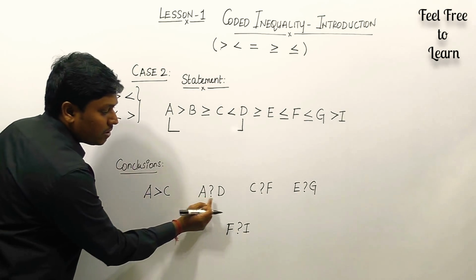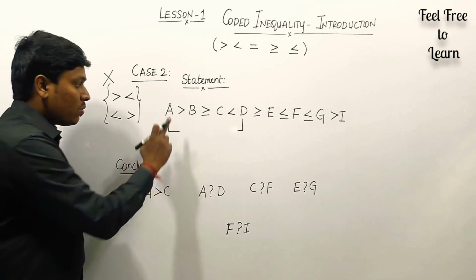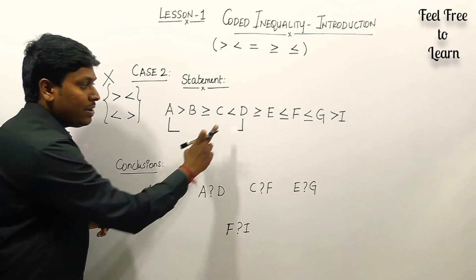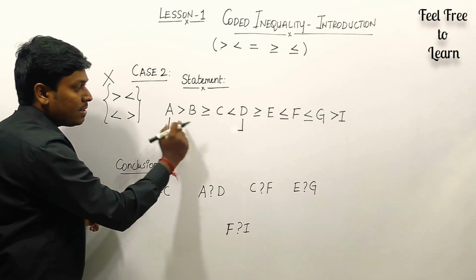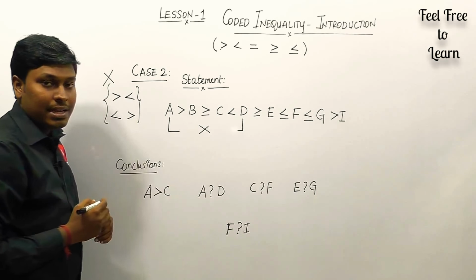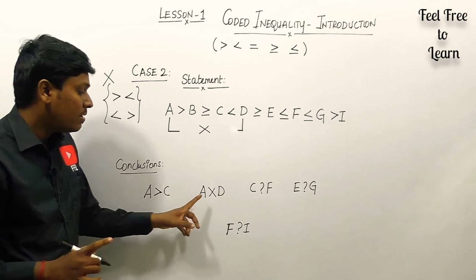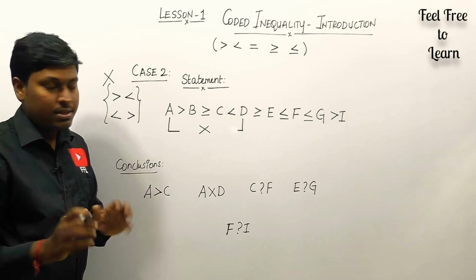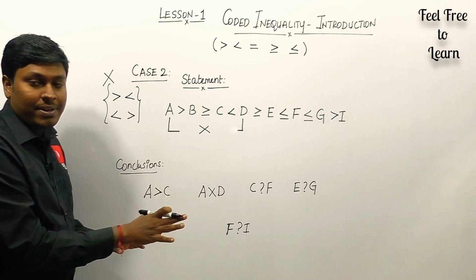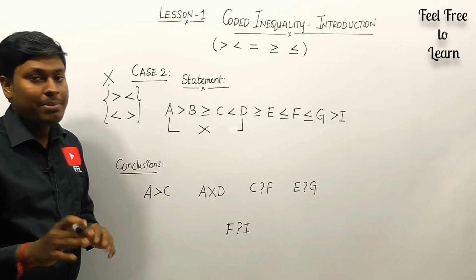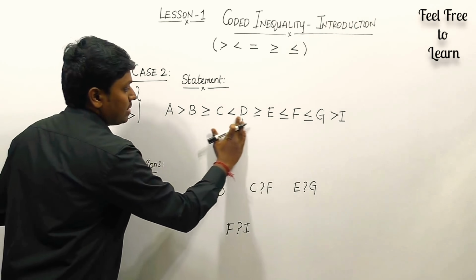Here we need to find what is the relation between A and D. While comparing A and D, we got one less than and one greater than, so we can't find the relation. Directly we can say that the relationship cannot be established for the letters A and D. Got it? So if you find this case, definitely you can say the answer is cannot be established. So let me move on to the third case.